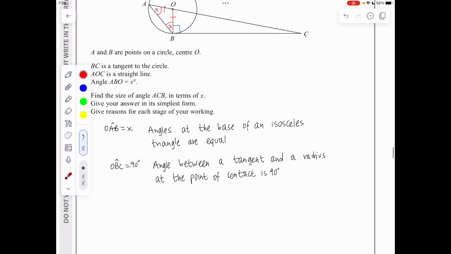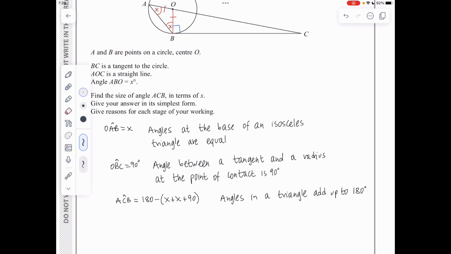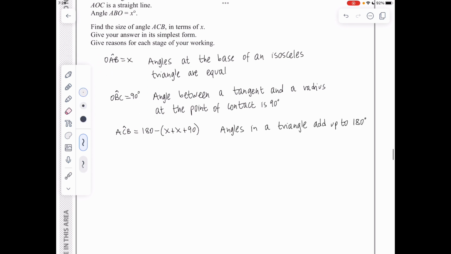So I can now say that ACB will be 180 minus the X, and the 90. So X plus 90. Now the 180 that appears here is justified through angles in a triangle adding up to 180 degrees. So I can now proceed to simplify this expression. It's 180 minus X minus 90, which simplifies to 90 minus 2X.